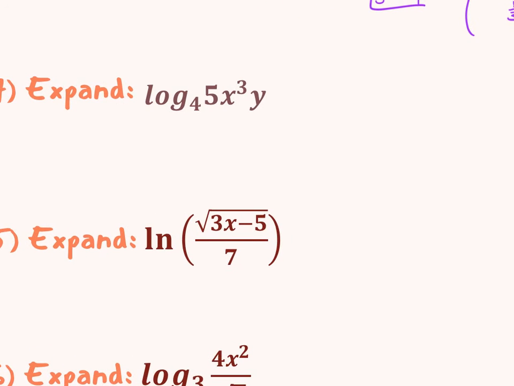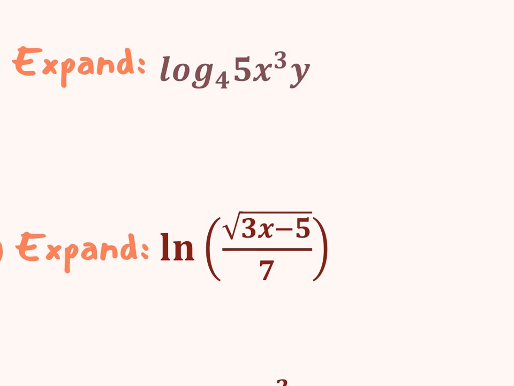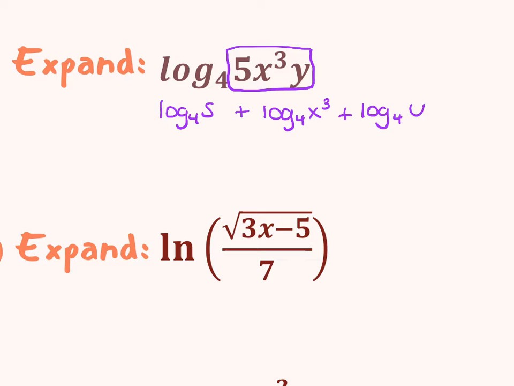Like this one, it says expand. So this one we're not going to solve, we're just going to expand it. So what's happening here? What is this whole thing? Is that a product, a quotient, or a power? It's got a power and a product. So the first thing I'm going to do is split it with the product. So I'm going to go log base 4 of 5. When I expand, product becomes what? Addition. So plus log base 4 of x to the third plus log base 4 of y.